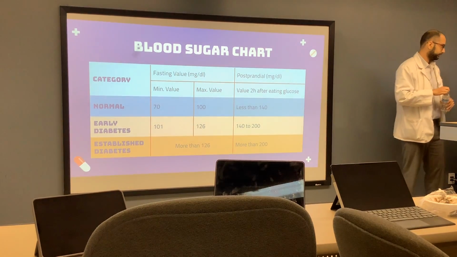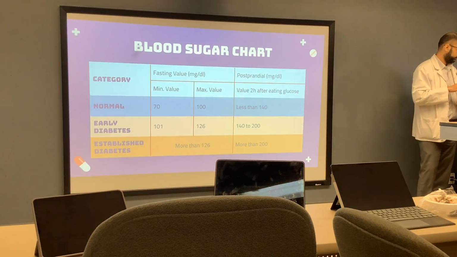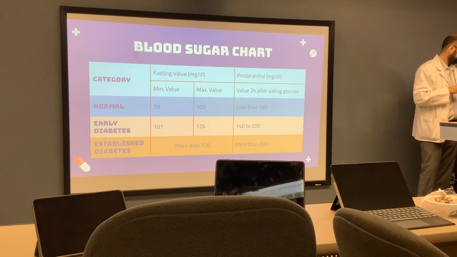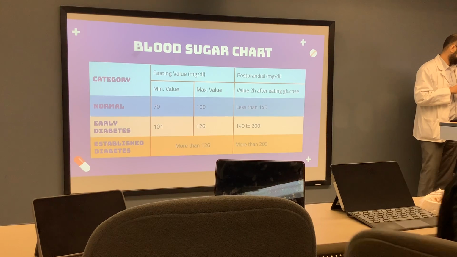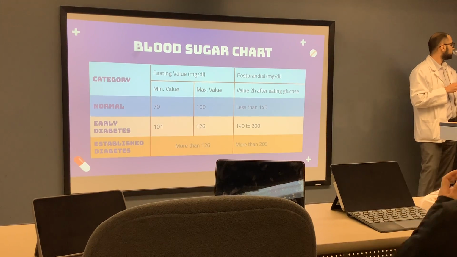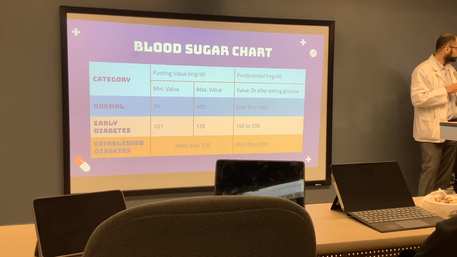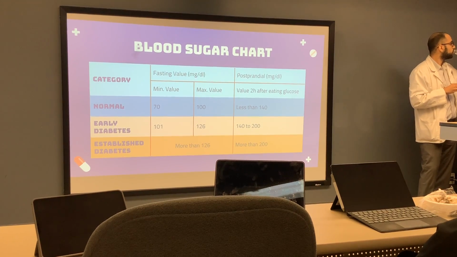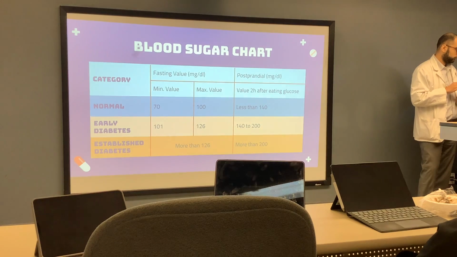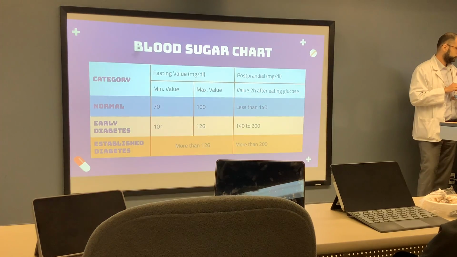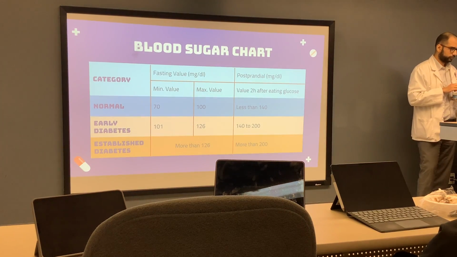Well, hi everybody. So here we have a chart with various blood sugar levels that a patient can have. And the times that we check a person's blood sugar is either before they eat or 2 hours after. If we check it before, that's their fasting blood glucose value, also known as their preprandial value. And if it's checked after, it's referred to as postprandial. So here are the values.